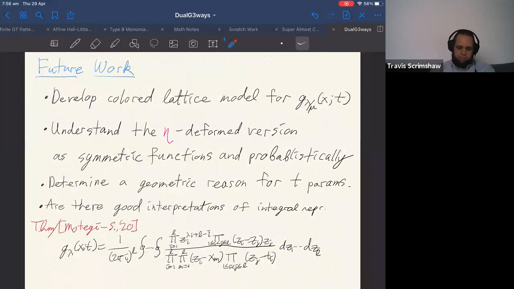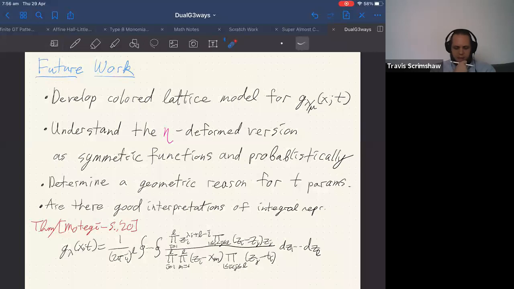But I still would like that kind of lattice model type approach to getting the dual Grothendieck's. I have some ideas about how to refine the parameters and write out a colored lattice model. I just haven't had time to really sit down and try and develop it.